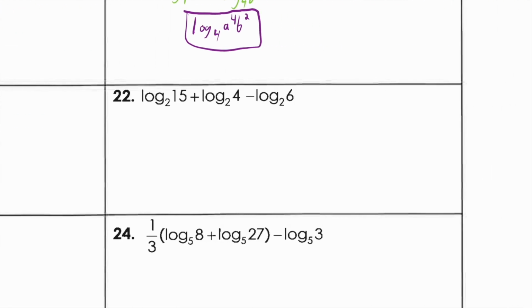On 22, with 3 different logs, any that are positive, which would be this one and this one, are on the top, multiplying together. Anything that are on the bottom, that are negative, like this one right here, are on the bottom. And so we end up having log base 2 of 60, 15 times 4, over 6. Because I just went ahead and multiplied these and then put that on the bottom and condense it into one singular logarithm. But we do have another step. 60 divided by 6 is 10. So this is log base 2 of 10.